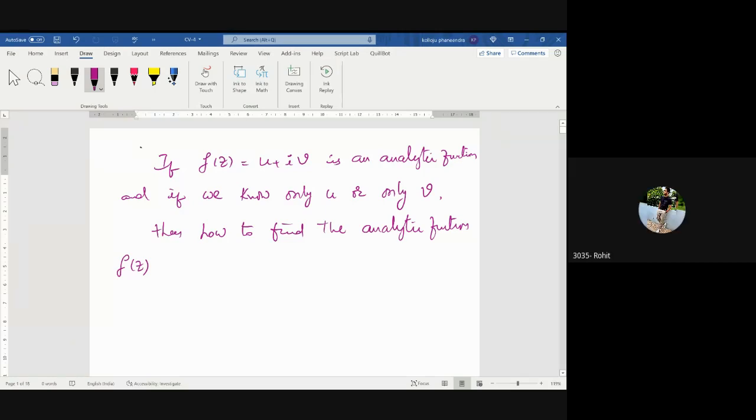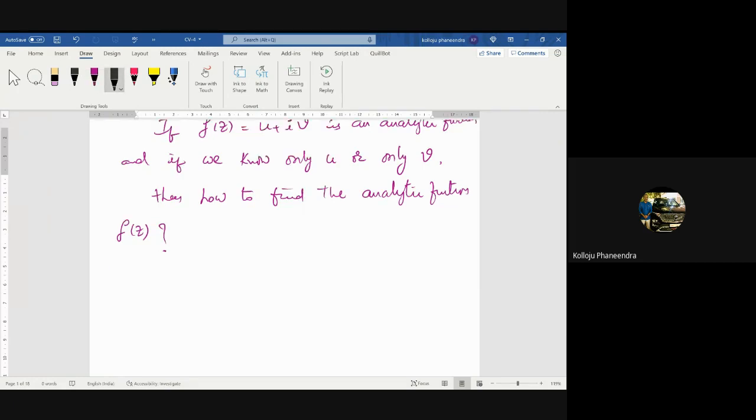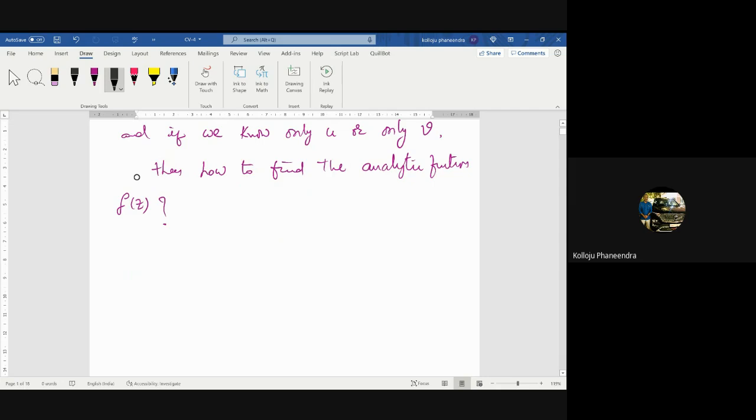Yes, sir. Now see, today's topic: f of z equals u plus iv is an analytic function, and I know only either u or v. I don't know both. Only either u is known or v is known. Then how to find the analytic function f of z? The method here is the Milne Thomson method.